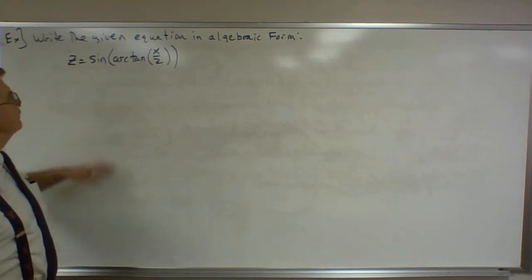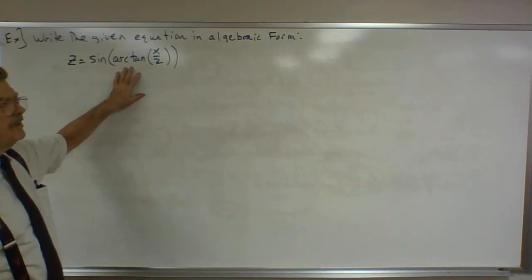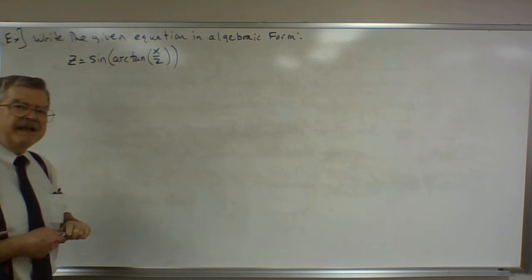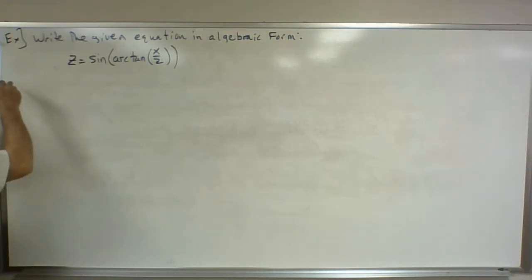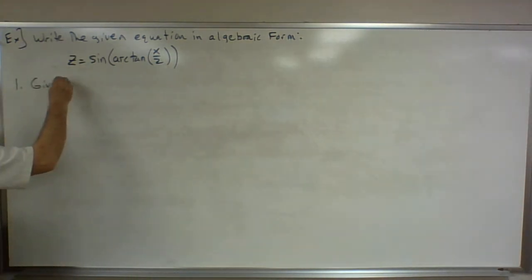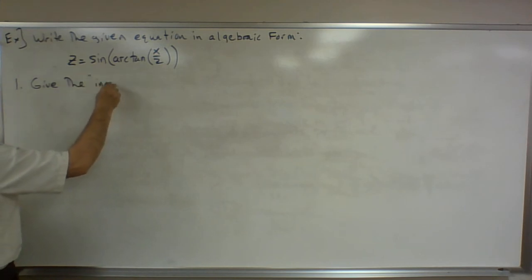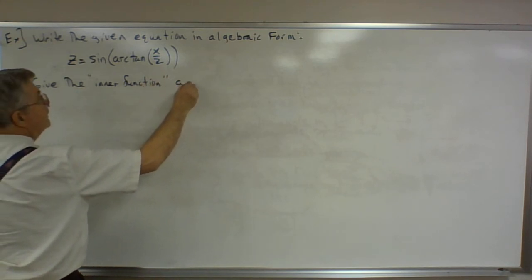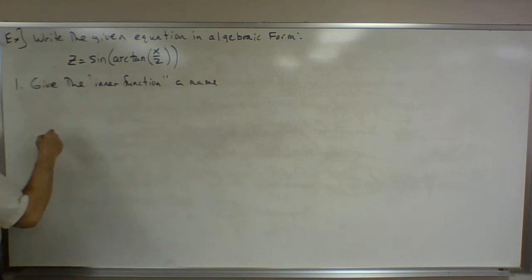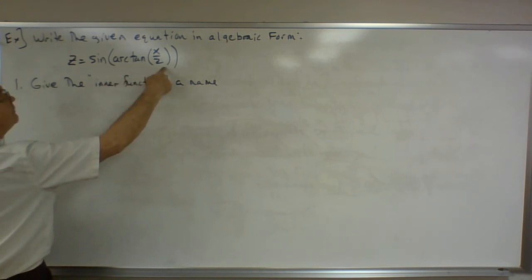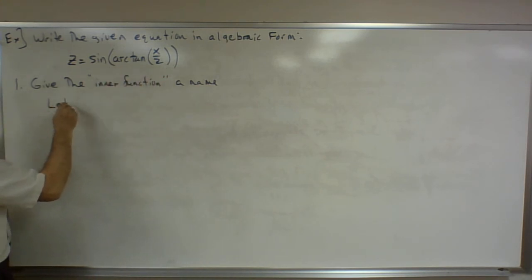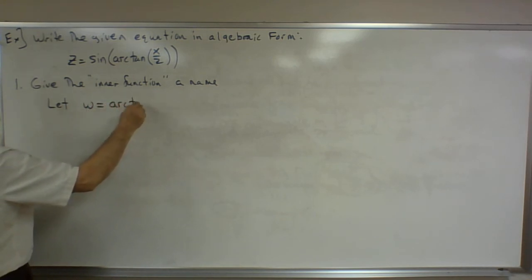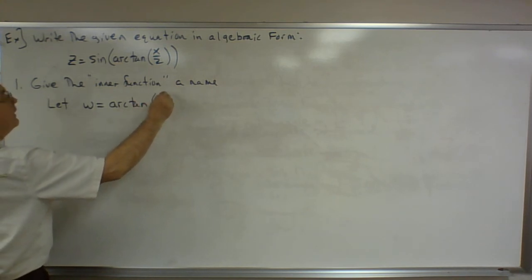Well, I'll tell you what, there's a lot here to get a handle on. And so just to make things easier for me to manipulate algebraically, here's what I'm going to do. I'm going to give the inner function a name. Here's the inner function, arctangent of x over 2. I'm going to say, let w equal arctangent of x over 2.